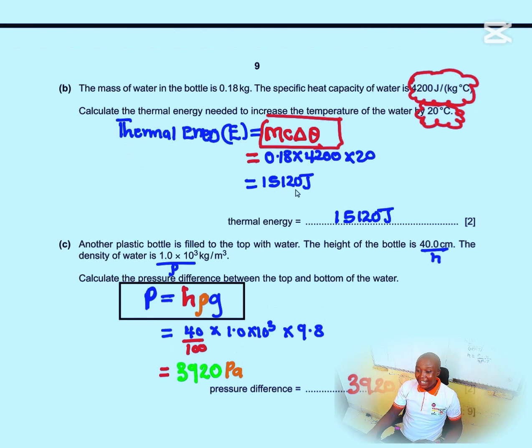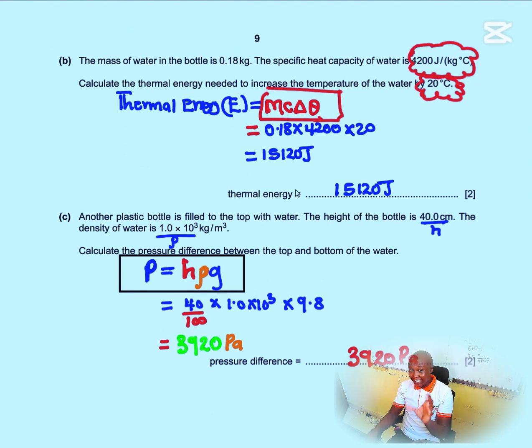As if that is not enough, they told you that you never attended the class on pressure in fluids, and then they ask about pressure in liquids, which is height times density times gravity, h rho g. We are told another bottle is filled with water to the top, and the bottle is 40 centimeters.